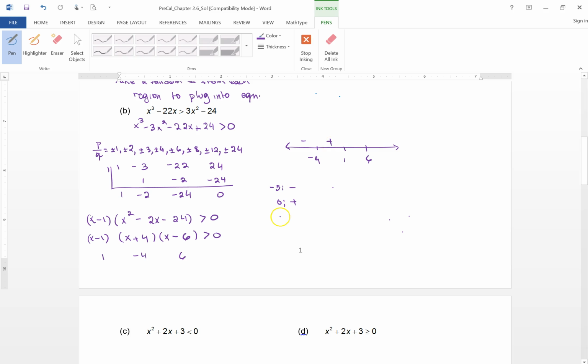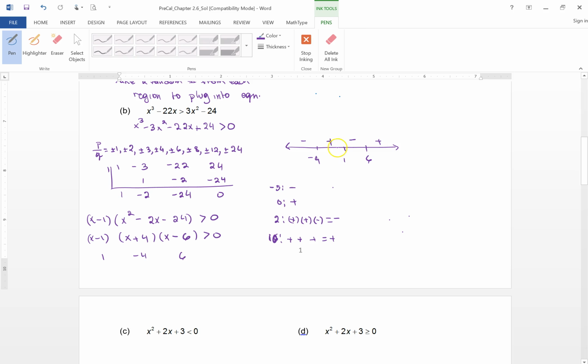Between 1 and 6, what number do you guys want? 2. If I put 2 in the first parenthesis, I get positive. In the second parenthesis, I get positive. In the third parenthesis, I get negative, so total, that'll be negative. Greater than 6, 10, 7, all right, we'll do 10, I like 10. So 10 in the first parenthesis gives me positive, then another positive, then another positive, total positive.